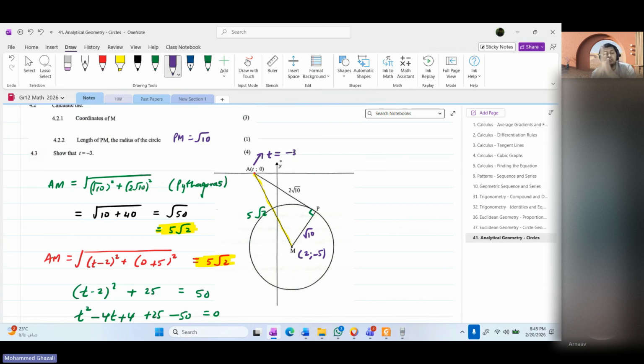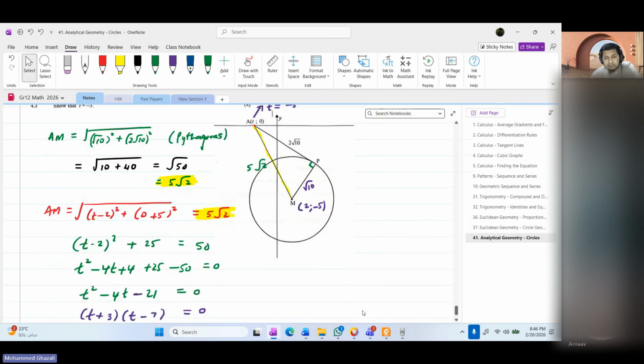Yes, sir. Remember, you've got to use the distance formula. You can see the ideas that you are picking up: distance formula, completing the square. Most of the time I'm using the distance formula to create my equations. I'm using the distance formula, I'm using Pythagoras. All that is important in circles, analytical geometry.